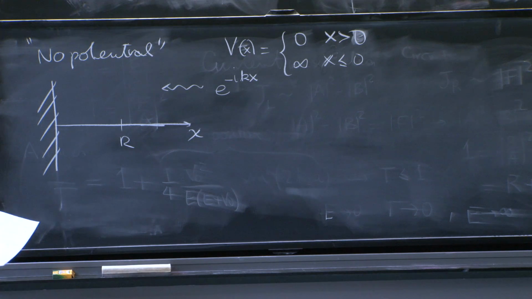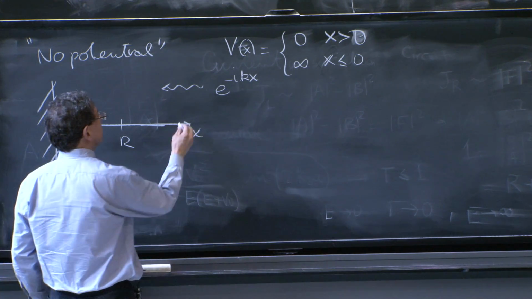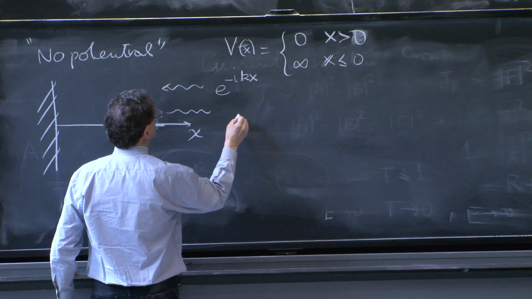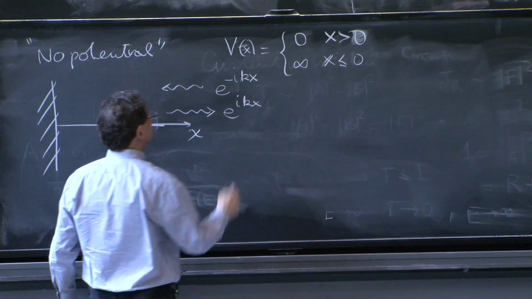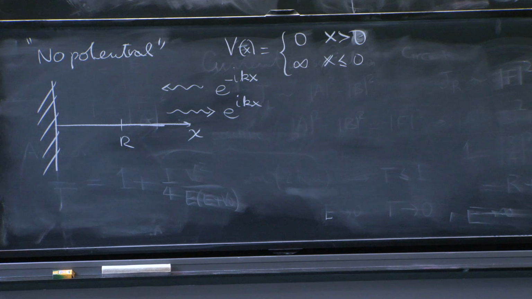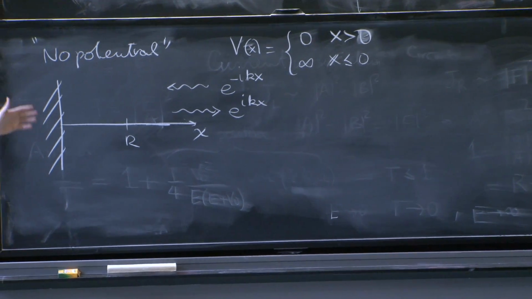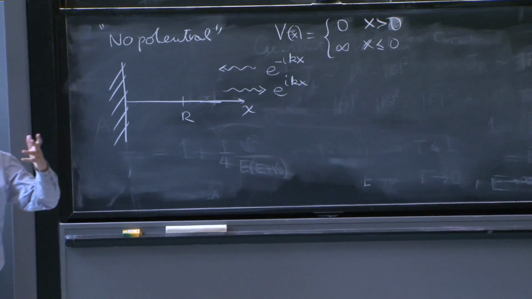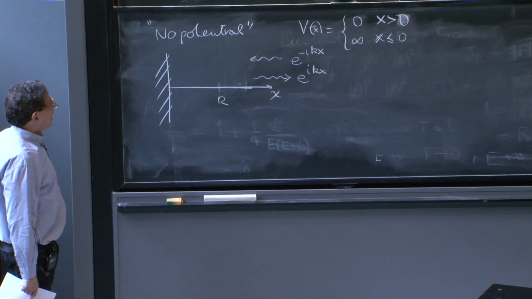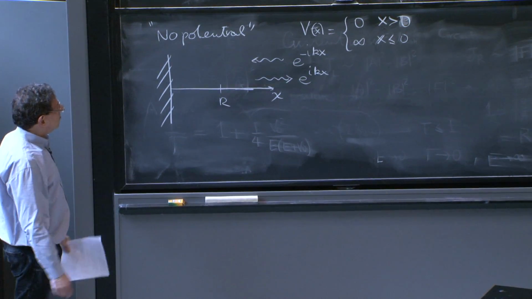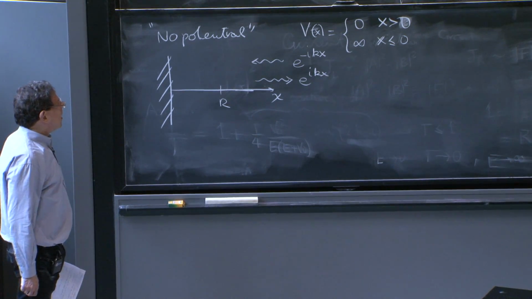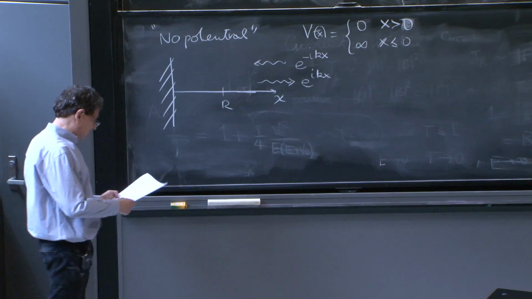And if you have an outgoing wave, it would be some sort of e to the ikx. These are the only things that can be there. They correspond to energy eigenstates. This is the de Broglie wave function of a particle with momentum k in one direction or in the other direction. But let's combine them in a way to produce a simple solution.